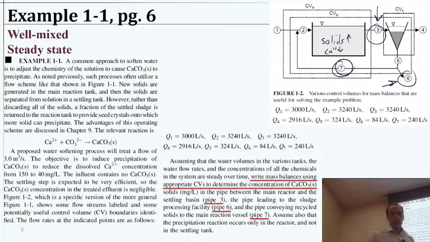Okay, it also says to assume that precipitation occurs only in the reactor and not the settling tank. So that means when we talk about this reaction, we can just deal with this particular volume and not worry about that reaction maybe happening in the other tank. That's just going to simplify our control volume and reaction calculations.